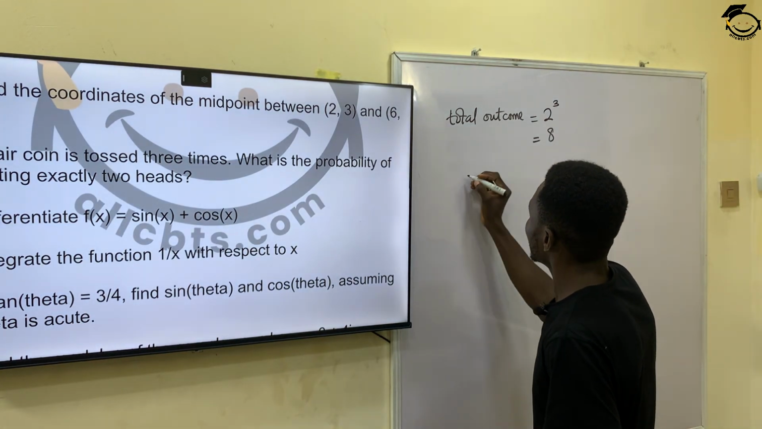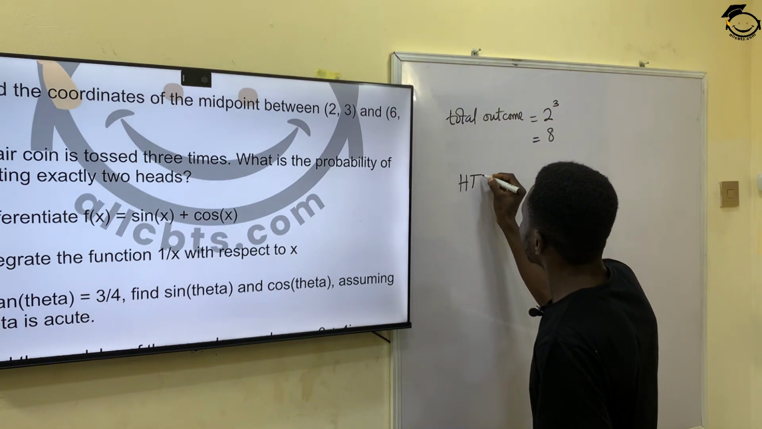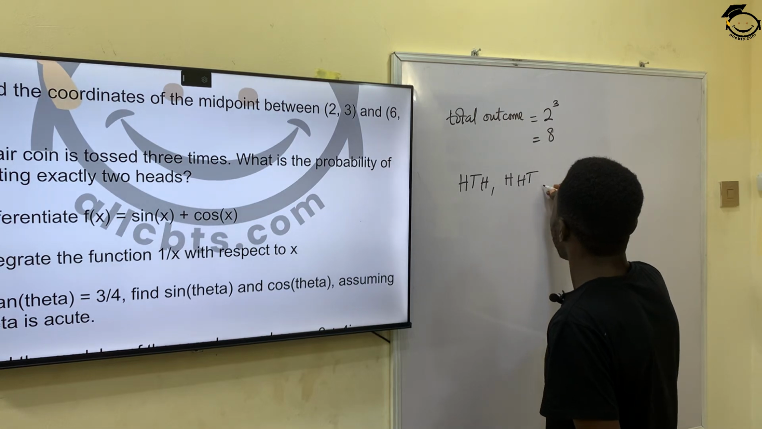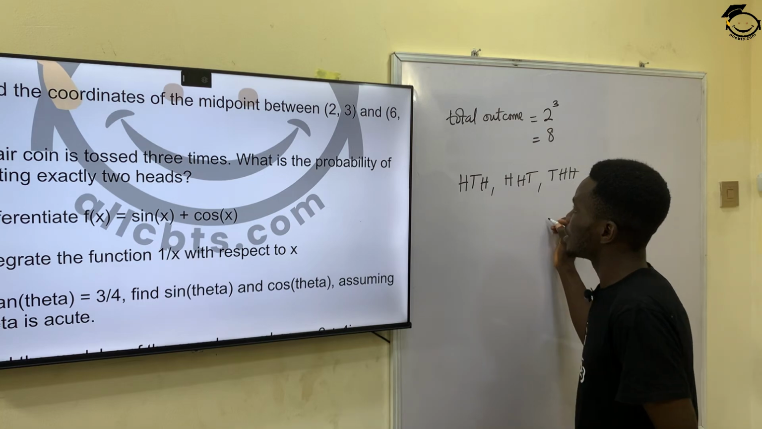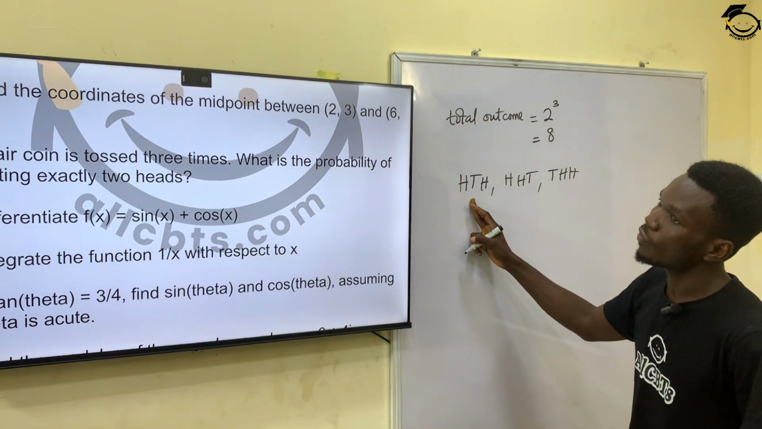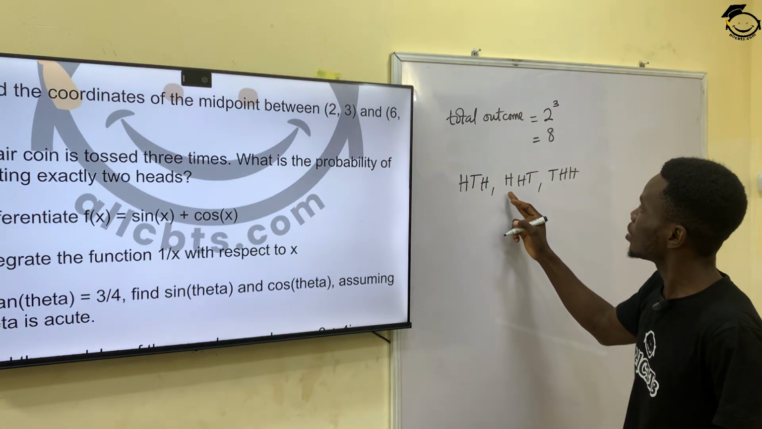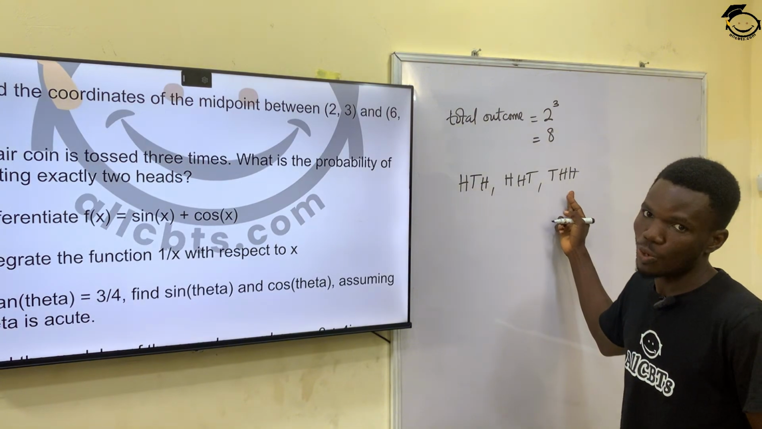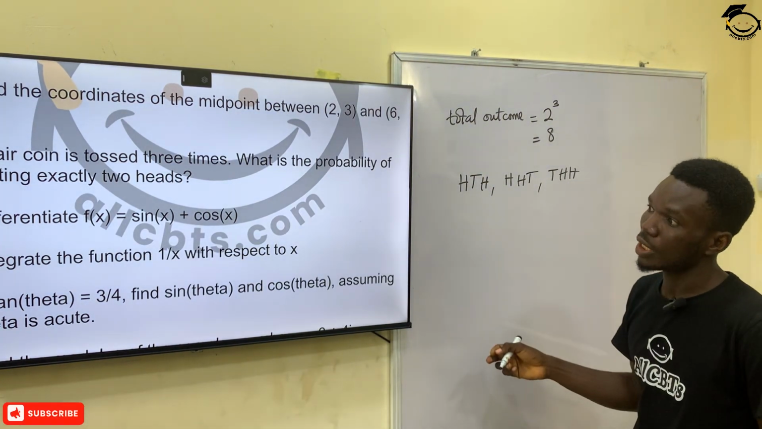Probability of getting exactly 2 heads, I can have my 2 heads to be head, tail, head, or I can have it as head, head, tail, or I can have it as tail, head, head. So when I toss the coin, the first time I got a head, second time I got a tail, and then I got a head, or I got 2 heads and then 1 tail, or I get the tail first before getting the 2 heads. So these are the possible scenarios that I can get 2 heads.